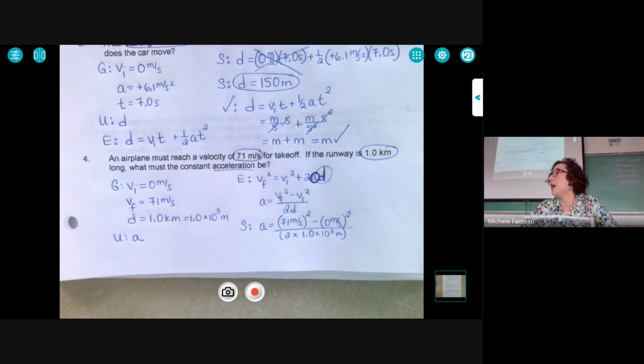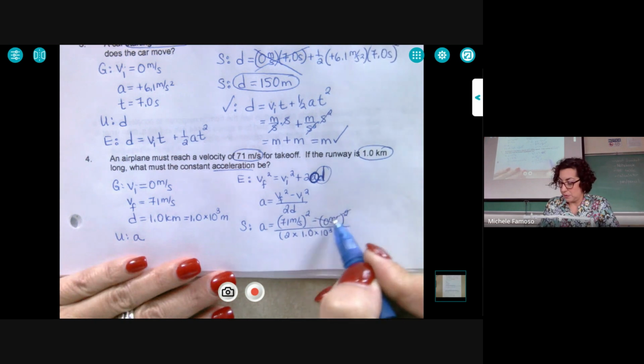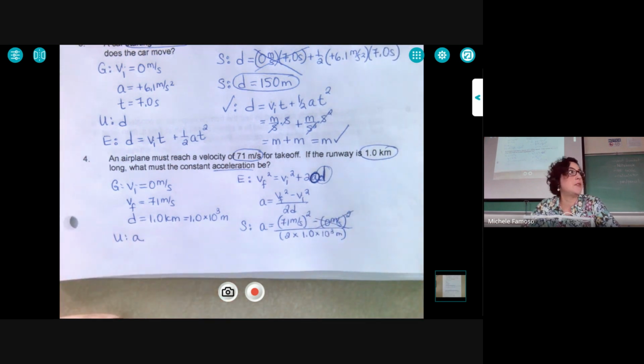Okay, before you go to your calculator, let's use our noggin a little bit. What is 0 squared? 0. This number minus 0 means I can ignore this part. So guess what I'm going to do? Put a little X through it so I don't even think about it. I don't go to the calculator to do that.